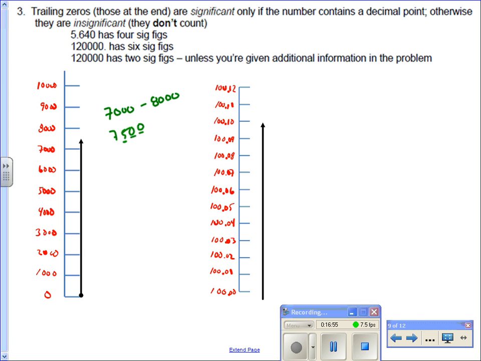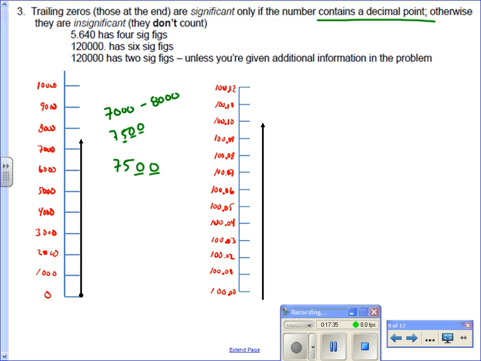Trailing zeros, those at the end, are significant only if the number contains a decimal point. Otherwise, they're insignificant. So that's kind of strange. Just because it's insignificant doesn't mean that the number 0 is not important. This has 2 significant figures, the 7 and the 5. But 75 is a lot different than 7,500. So 2 significant figures is correct to say, but these zeros still matter. They're not significant. We're not going to count them as significant figures, but they preserve the size of the measurement. 75 is a lot different than 7,500. Both 75 and 7,500 had just two sig figs.